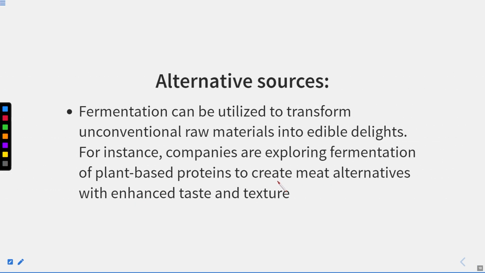Alternative sources. Fermentation can be utilized to transform unconventional raw materials into edible delights. For instance, companies are exploring fermentation of plant-based proteins to create meat alternatives with enhanced taste and texture. So if we don't want to eat meat, then there are some plant-based proteins that can give you the same taste and texture that you get from the consumption of meat. So that will become the meat alternative. So that is the alternative source.